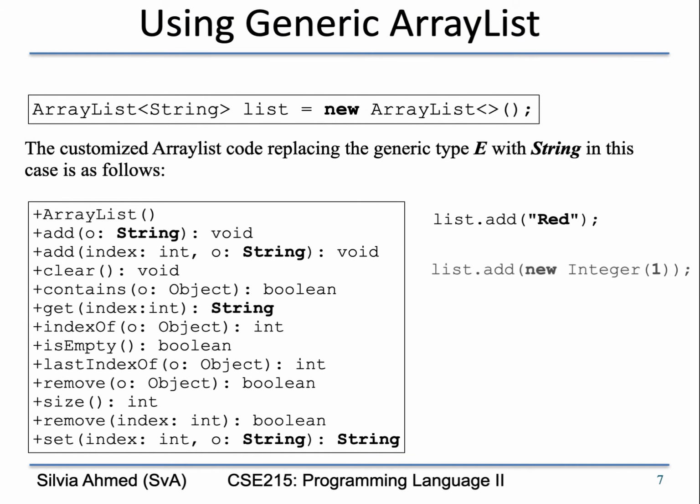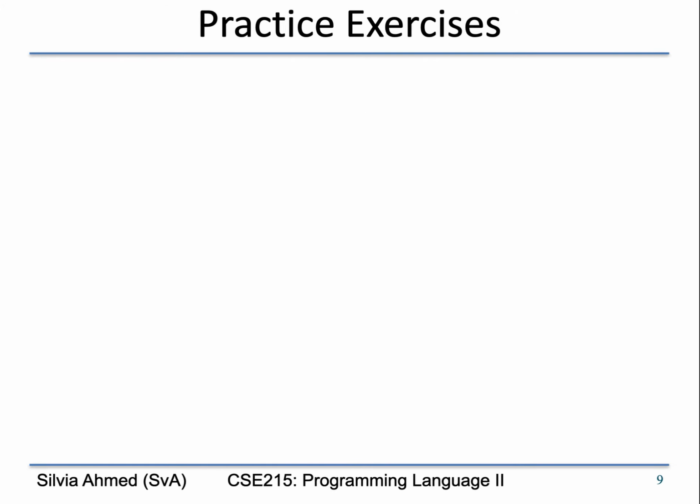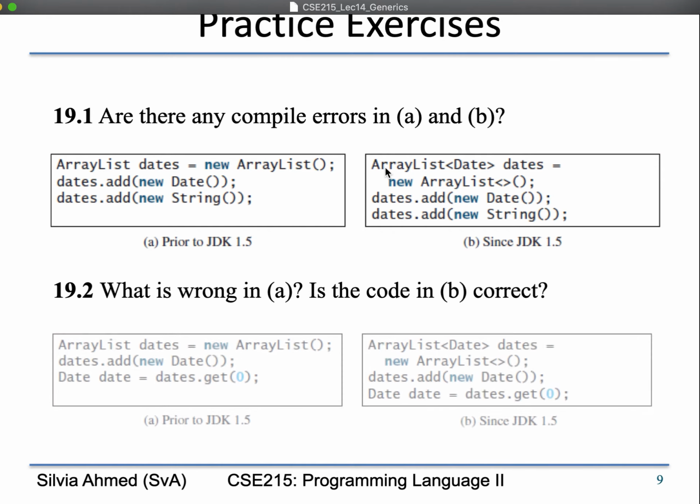So let's go back to our slide here. So here this returns the type Object, which is a superclass, and when we try to assign a superclass into a subtype class, that's an error. So this is the error in A. We are trying to assign the type of a superclass into a subclass, which is not allowed.